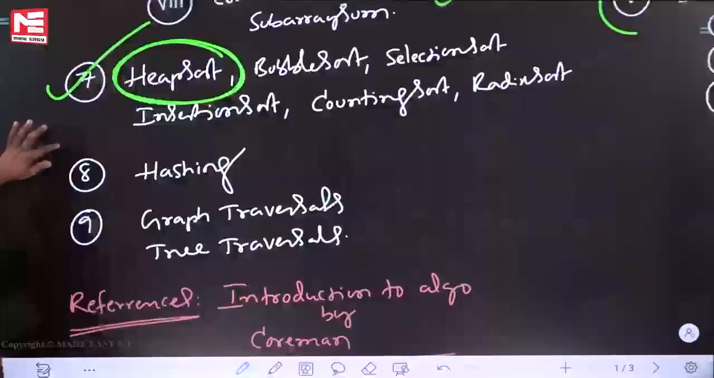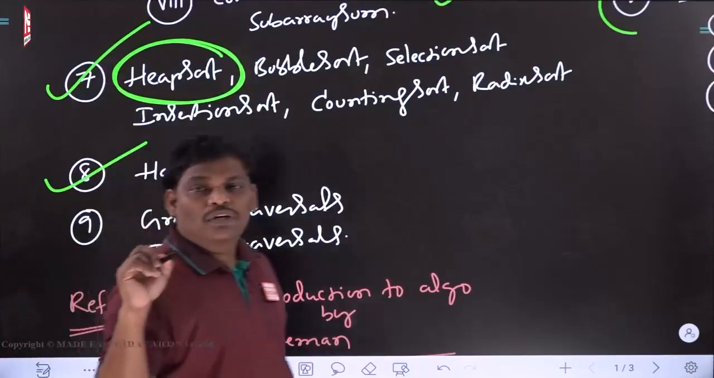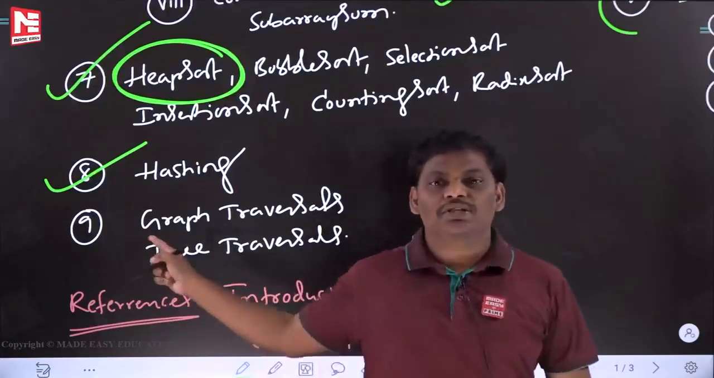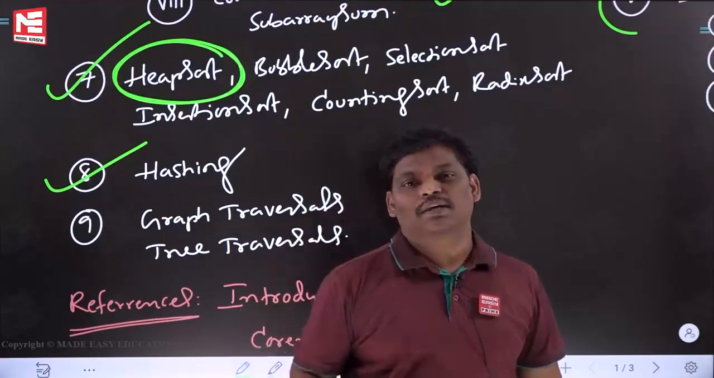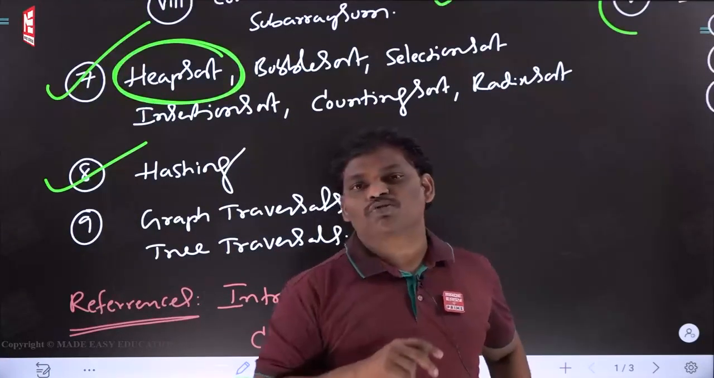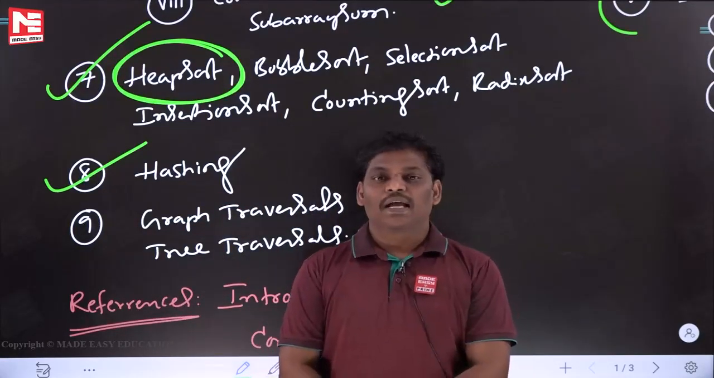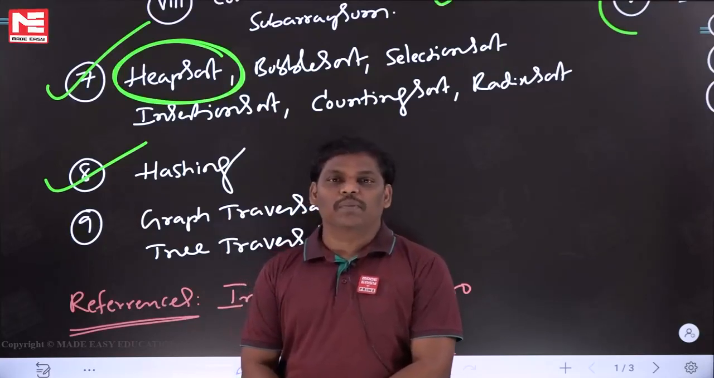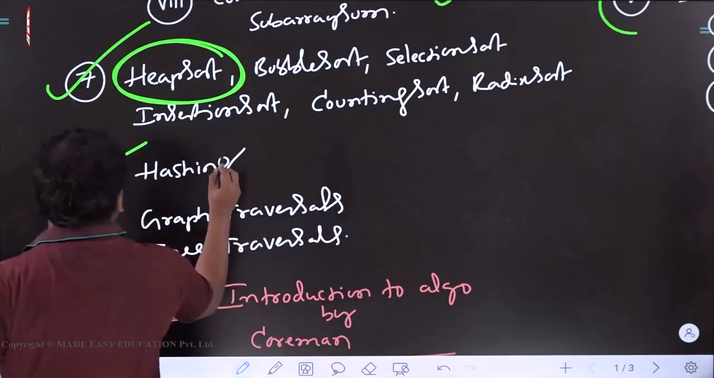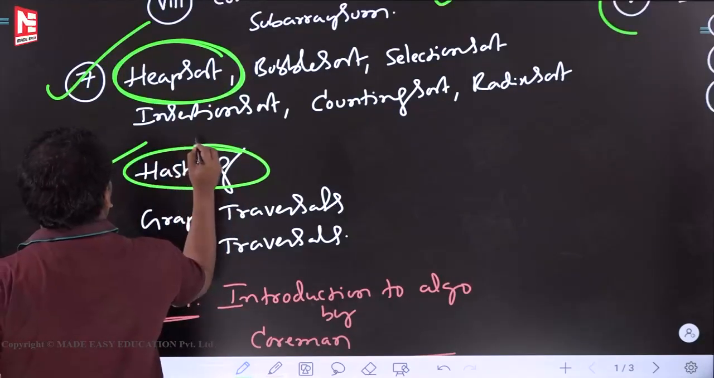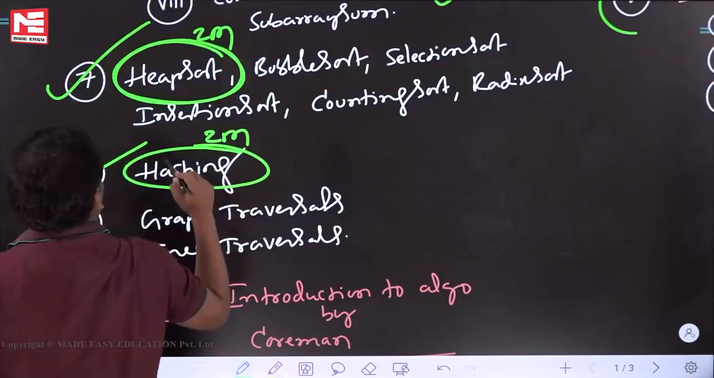Next one, hashing. This is also important. From the algorithm point of view, especially for the GATE examination, hashing is also important. In the last 10 years' papers there are 15 questions, which means every year a minimum of 1 question is coming. This is also a very important chapter for the GATE examination. Almost every year 2 marks come from here.